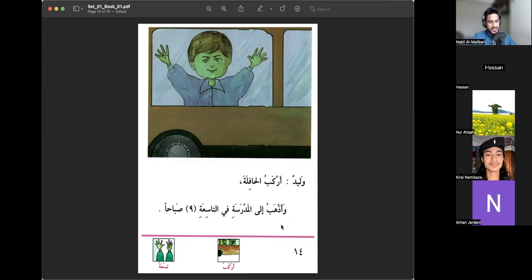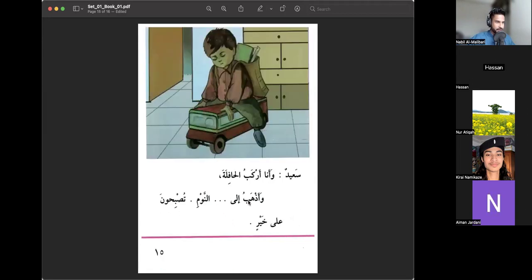وأذهبُ إلى المدرسة. What do you think it means? أذهبُ. I go. And I go towards the madrasa. At 9 a.m. because Sabahan is morning. Very good. Ahsant. وَأَذْهَبُ إِلَى الْمَدْرَسَةِ فِي التَّاسِعَةِ صَبَاحًا. Very good. In the morning. Okay, next one underline, Akila.